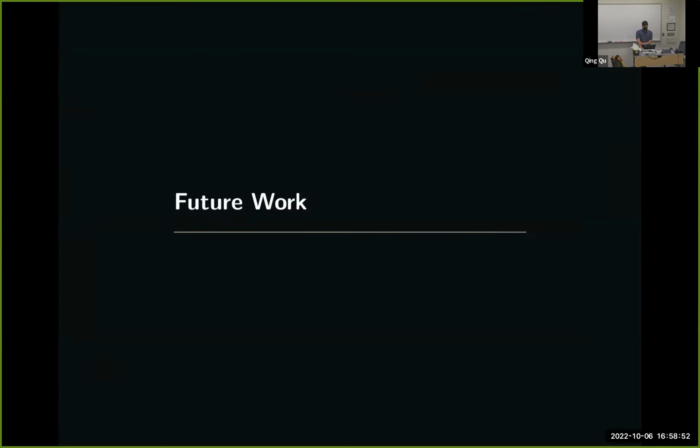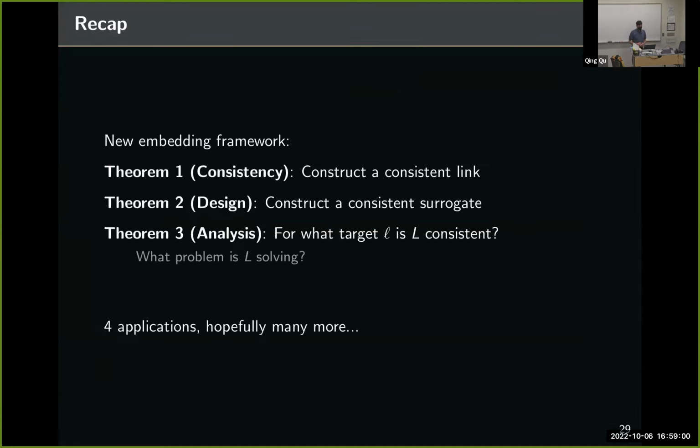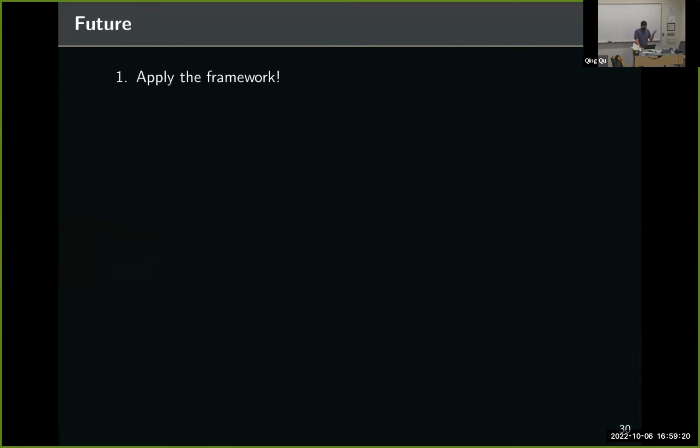All right, so let me wrap up because we're almost at 5 o'clock. I've shown you this new framework that has a way to construct links and surrogates, but also take an existing surrogate and figure out what it's doing. And as we've seen, this goes back and forth. People are coming up with surrogates, and if they're not consistent, maybe they're doing something else that's useful. I think the first open direction is just to apply the framework to lots of structured prediction problems.